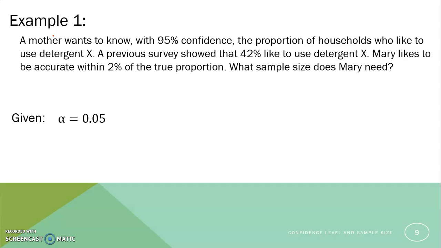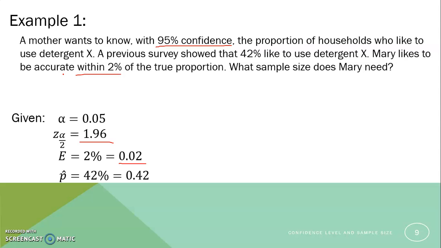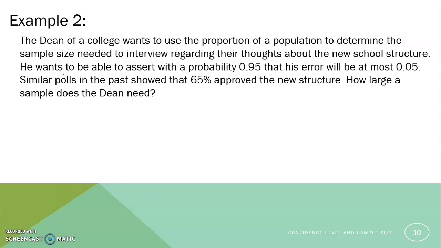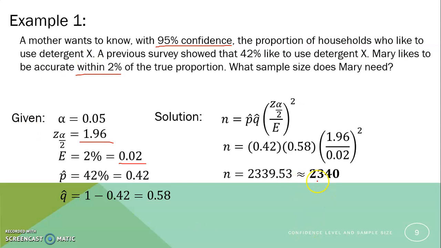So the given are the following. We have alpha, and since it follows the same as before, you may wonder where 1.96 comes from. It is based on our 95% confidence. And our error is 2%, or we just write it as a decimal since we are going to solve with it. So because of this, accurate within 2%. Okay, and substitute right away. So we have Mary needing 2,340 respondents just to survey what the households prefer, what their opinion is about detergent X.